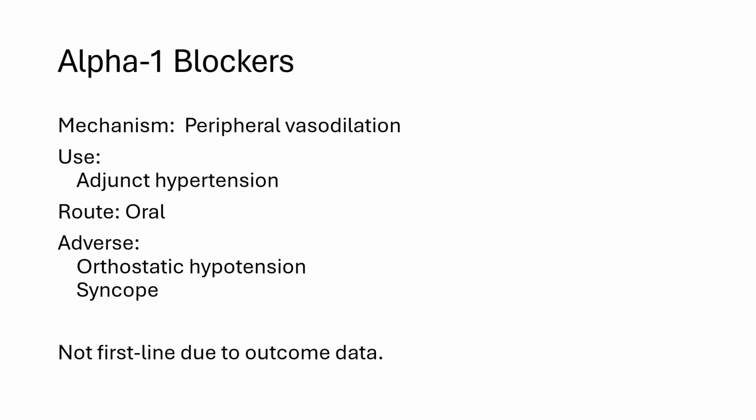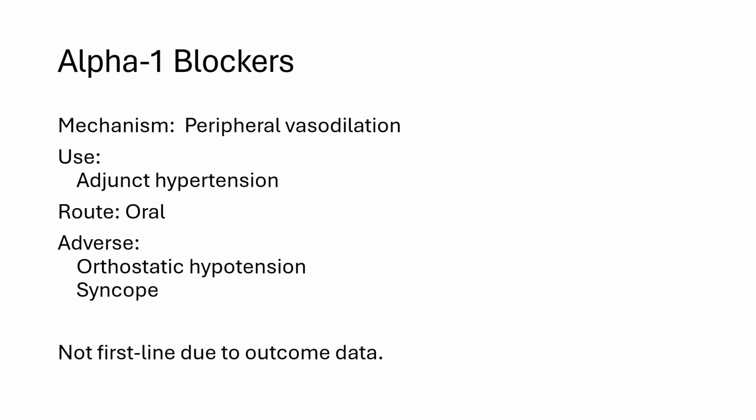So our alpha-1 blockers work by blocking alpha-1 receptors on vascular smooth muscle. When alpha-1 receptors are blocked, vasoconstriction is reduced, leading to peripheral vasodilation and decreased systemic vascular resistance. Because systemic vascular resistance is a major determinant of blood pressure, this lowers blood pressure. These agents are administered orally. They are generally used as adjunct therapy for hypertension rather than first-line treatment.